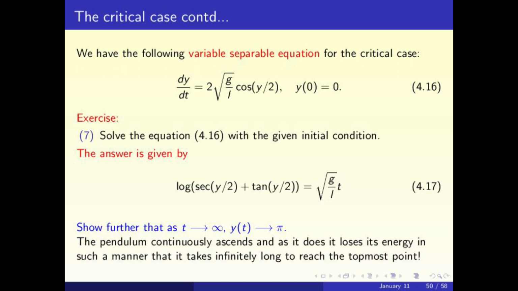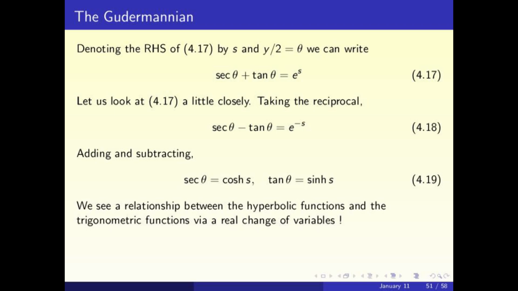Denote the right hand side, root g by L t, simply by s, and just for simplicity put y by 2 equal to theta. Then the last equation can be written as log secant theta plus tan theta equal to s, or secant theta plus tan theta equals e to the power s, equation 4.17. Take the reciprocal, and we get secant theta minus tan theta equals e to the power minus s.